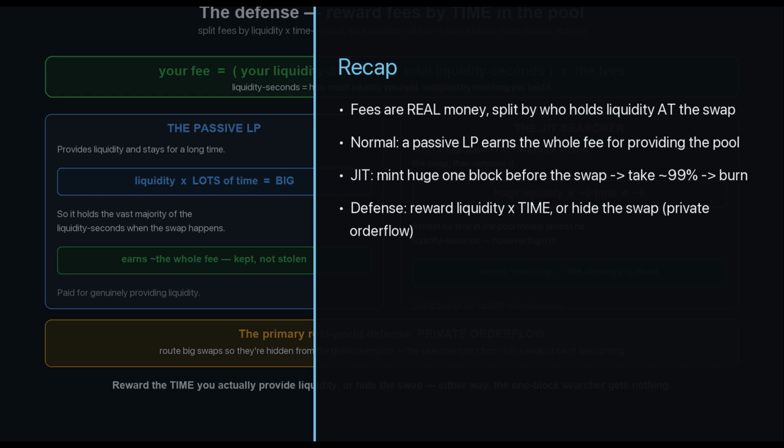Quick recap. Swap fees are real money, split among LPs by who holds liquidity at the instant of the swap. Normally, a passive provider earns the fee for really providing the pool. JIT weaponizes the timing. A searcher mints a huge position 1 block before a big swap, collects almost the entire fee, and burns it, exposed for a single block. The defenses are to reward liquidity for the time it's actually provided, so a 1 block position earns nothing, or to route big swaps privately so the searcher can't see them coming. Reward real lasting liquidity, not whoever looks biggest for 1 instant.